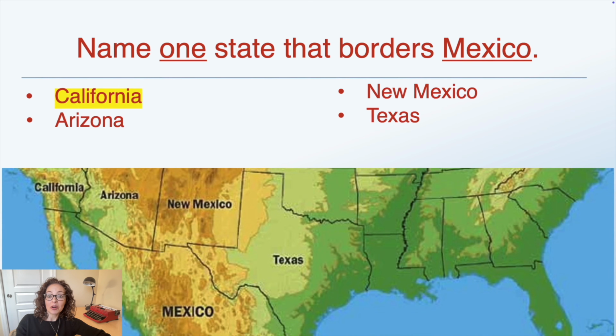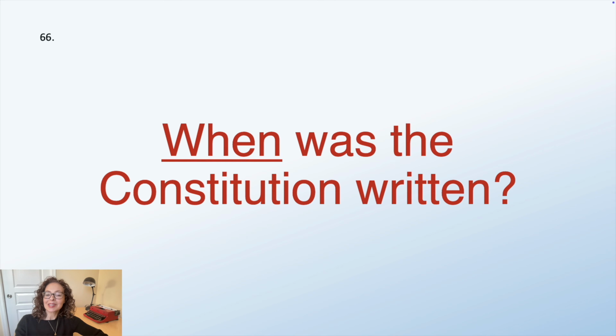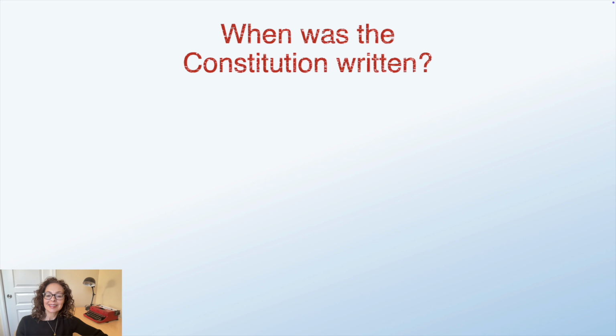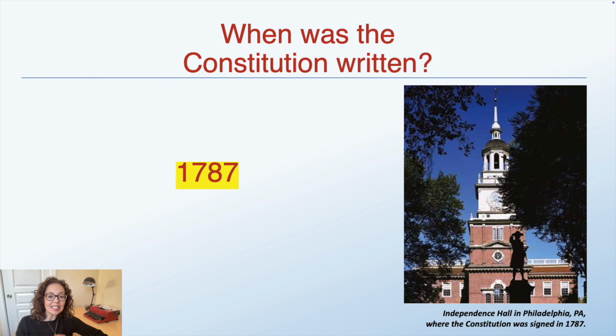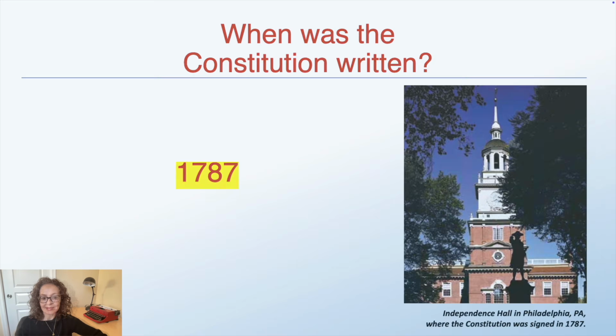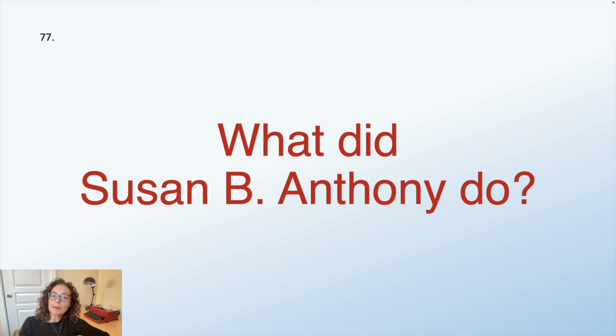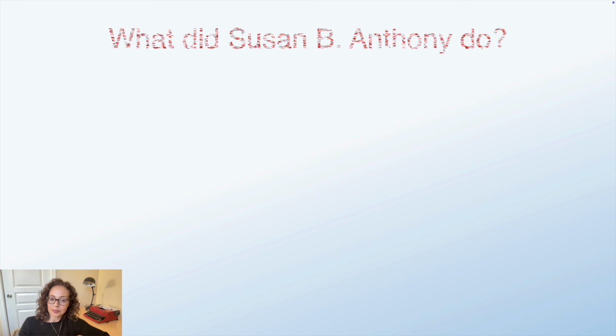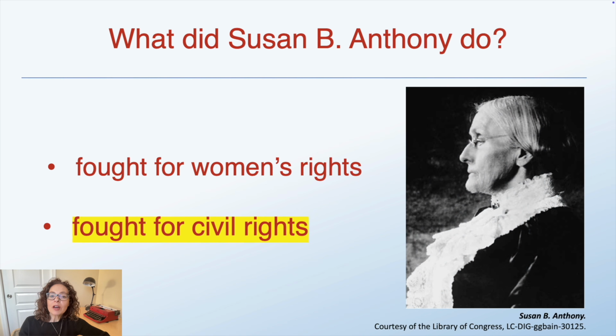Name one state that borders Mexico. Okay, there are 4 to choose from. I chose California. When was the Constitution written? The Constitution was written in 1787. What did Susan B. Anthony do? Susan B. Anthony. She fought for civil rights.